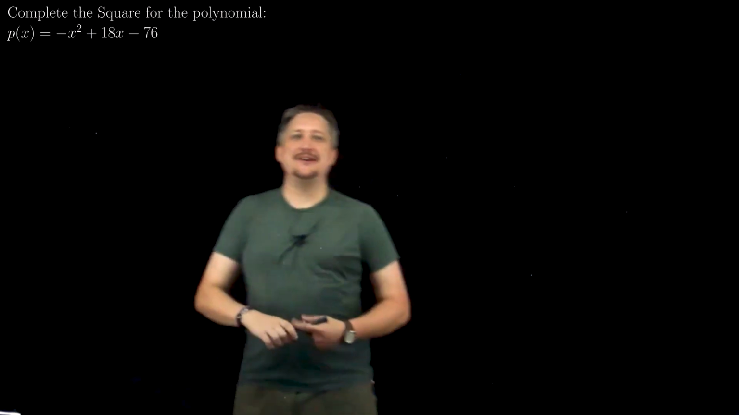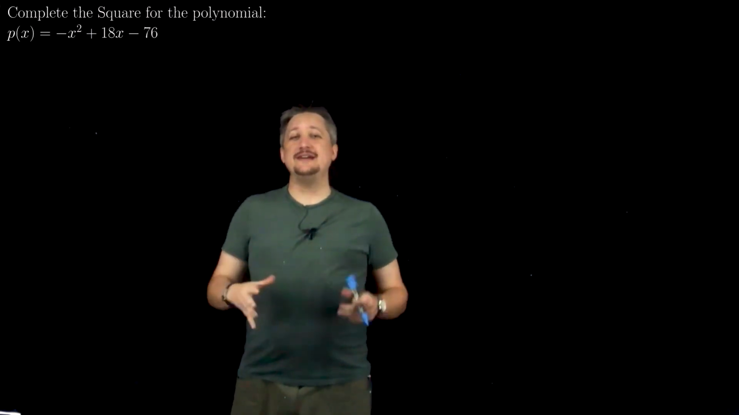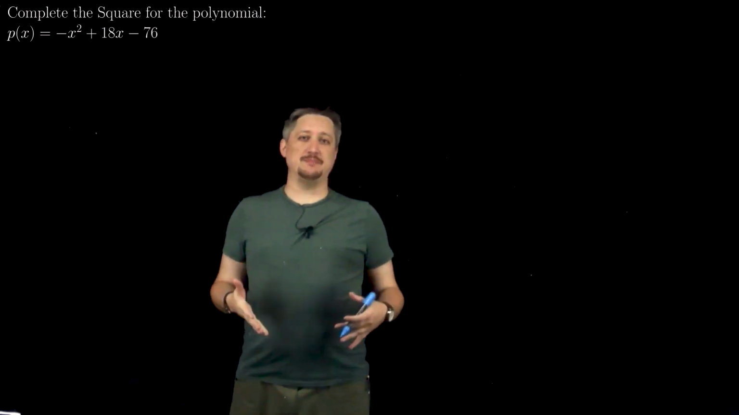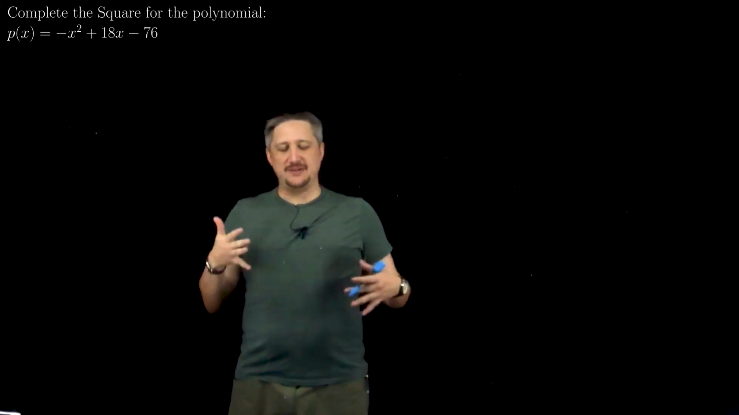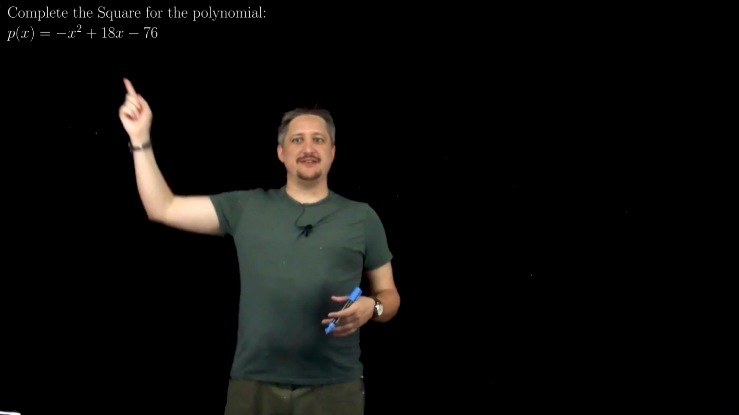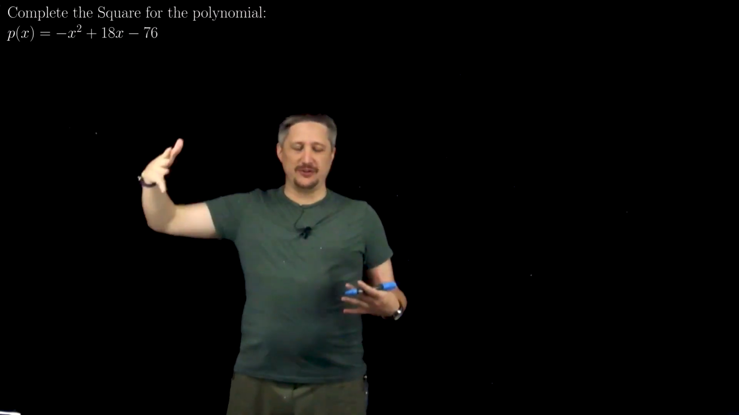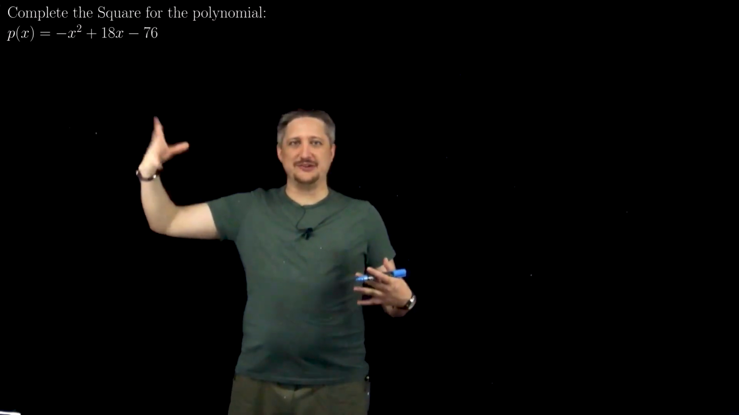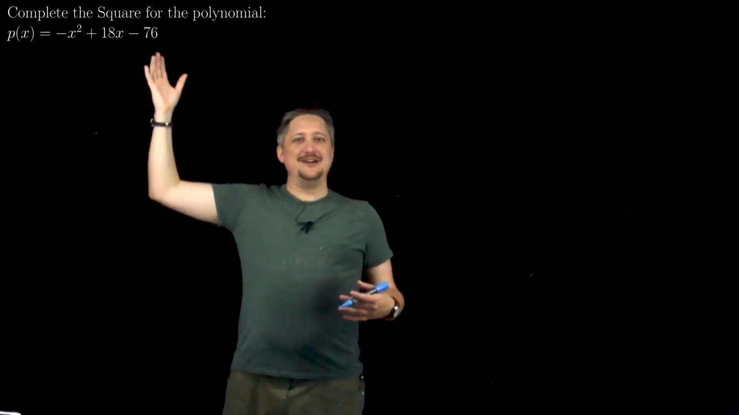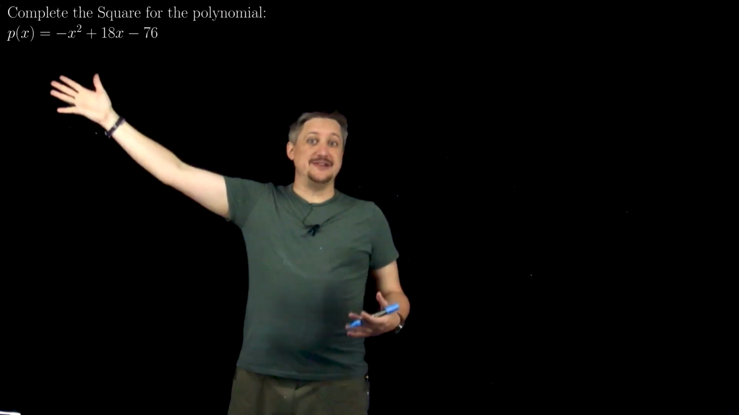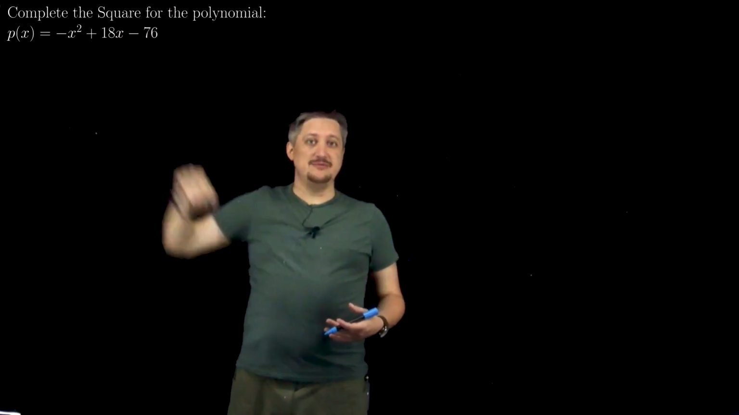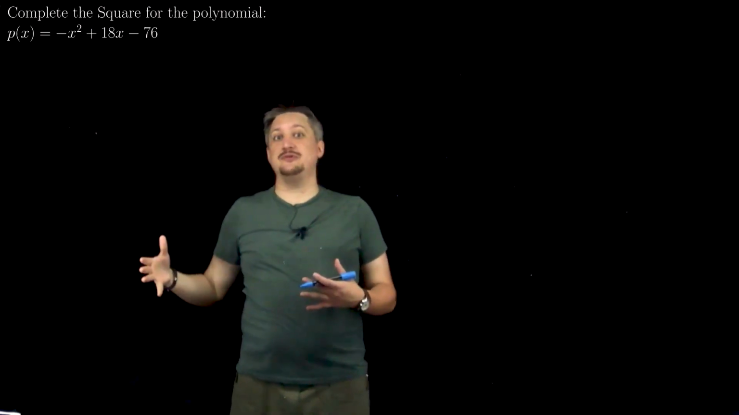Hooray! So, to complete the square, remember the first thing we need is to make sure that we have what's called a monic quadratic, which means that the leading term is 1. The leading term includes the x squared. If we have a leading coefficient that isn't 1, like here where we have a negative, then we have to factor it out before we do anything else.